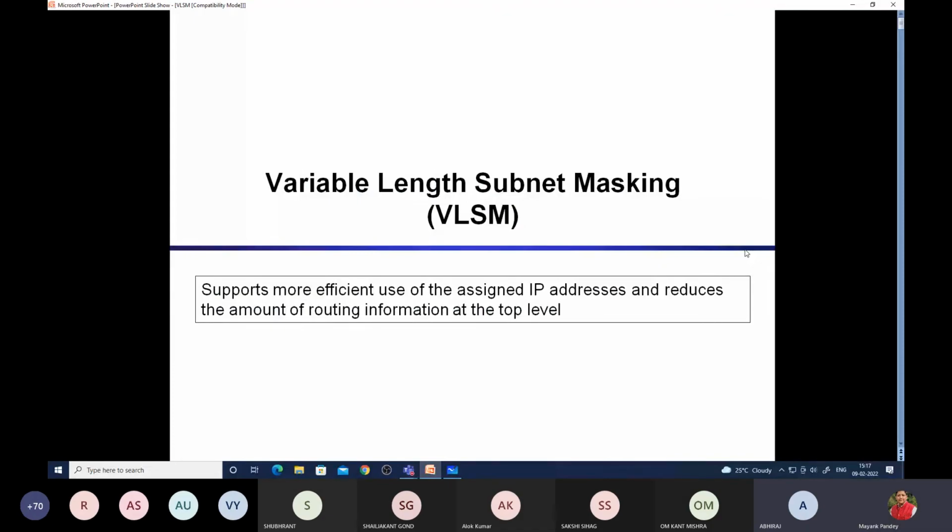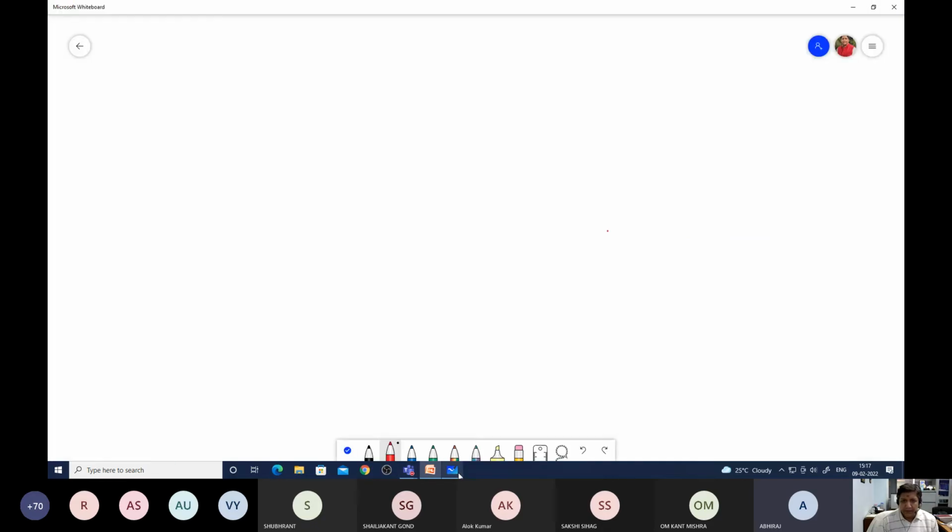We have already seen simple subnetting with the classful IP address arrangement, and today we are going to see variable length subnet masking with CIDR. So before starting this, let's see the whole story behind that.